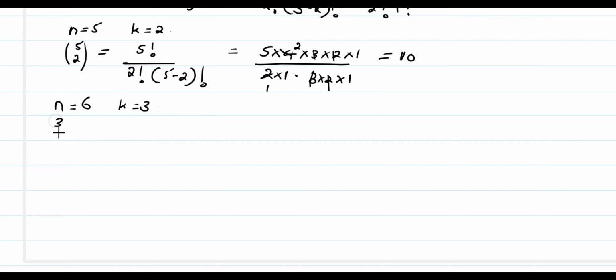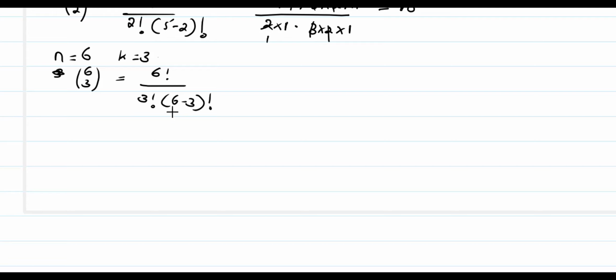So 6 choose 3 is equal to n factorial, which is 6 factorial, over k factorial, which is now 3 factorial, times 6 minus 3 factorial. I'm following the formula here. So this becomes 6 factorial over 3 factorial times 3 factorial, because 6 minus 3 is also 3.